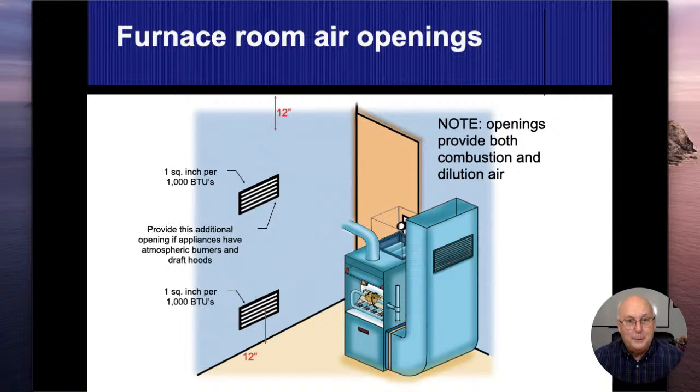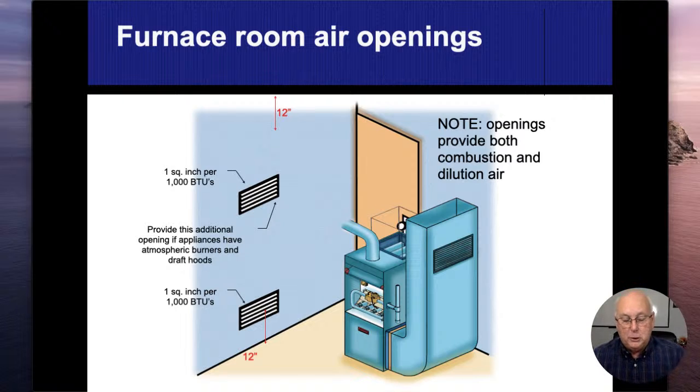So 100,000 BTUs is made to create the fire. 80,000 BTUs are going into the house. That's my output. The other 20,000 or 20% is going up and out the vent. That 100,000 BTU is the number that I'm going to be using for my combustion air.